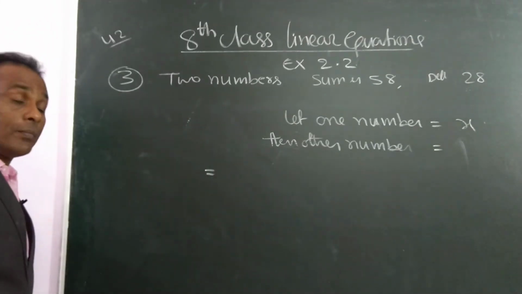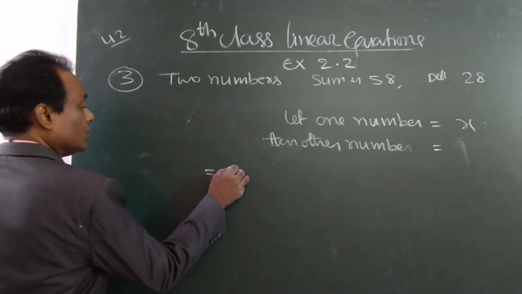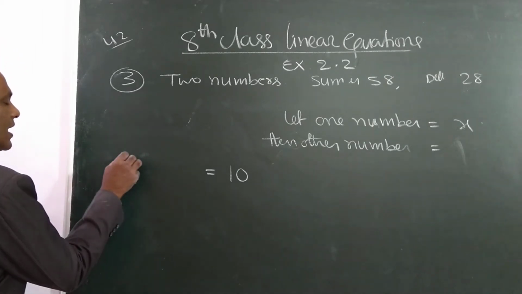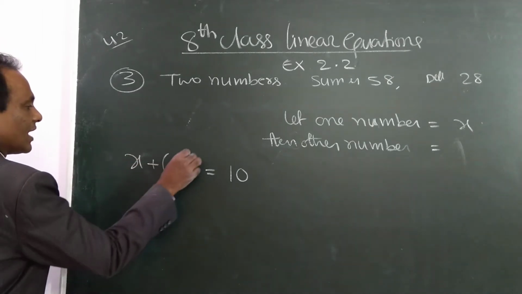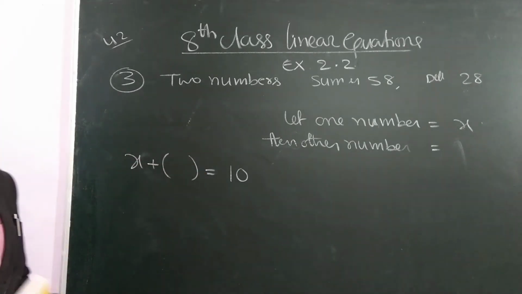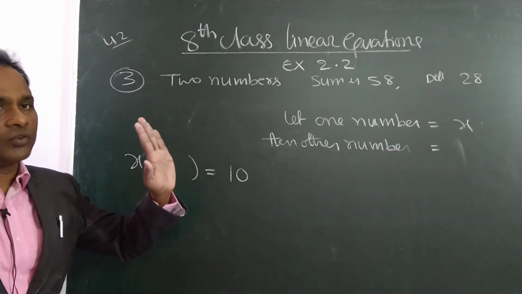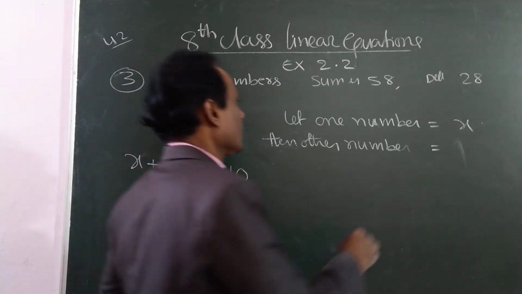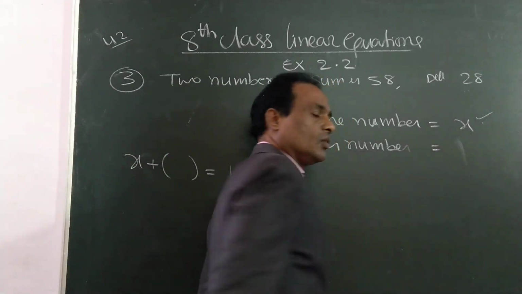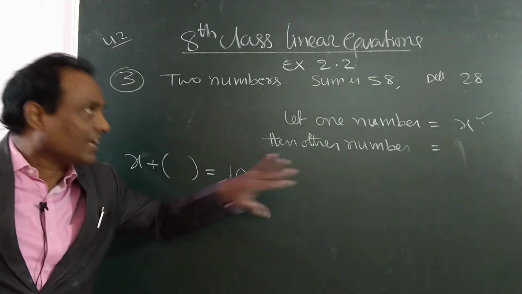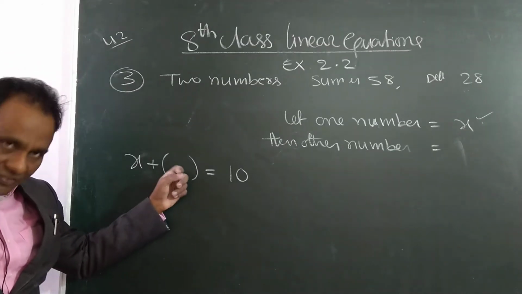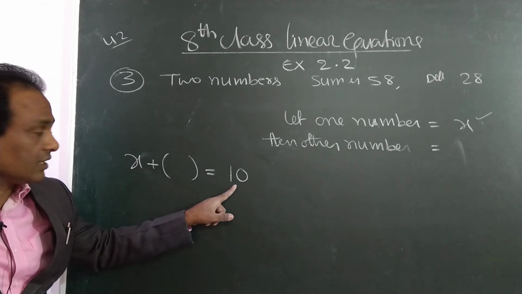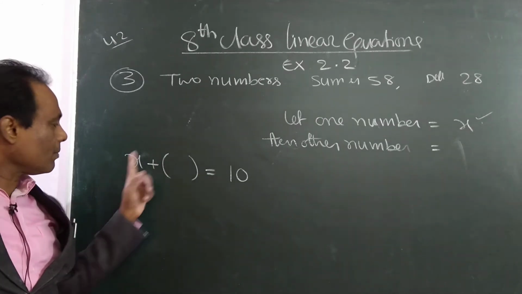See, what are the two numbers whose sum is, say, 10? Suppose one number is x, what is the other number? See here, we are asked to find the two numbers. Let one number be x. What is the other number? Sum is how much? Say for example 10. So the other number will be 10 minus x.